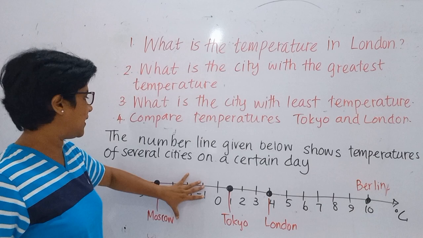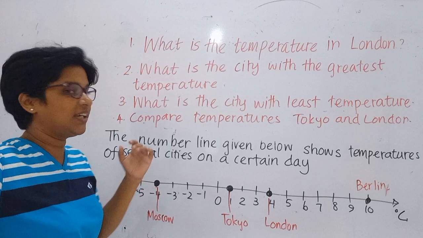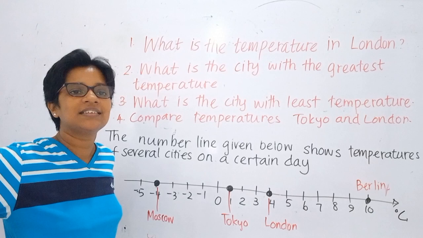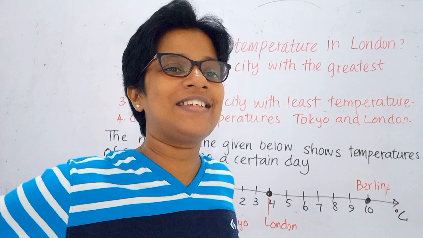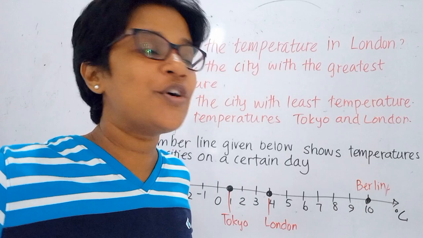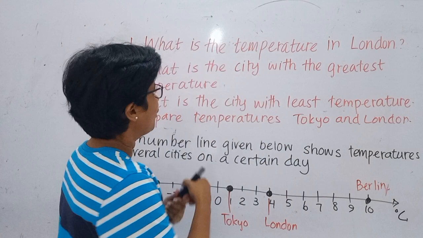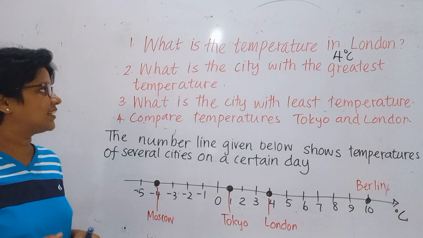What is the temperature in London? Kenuli, please tell me what is the temperature in London? 4 centigrade. See, that means the centigrade zero is here. Then it's 4 centigrade. Very good.